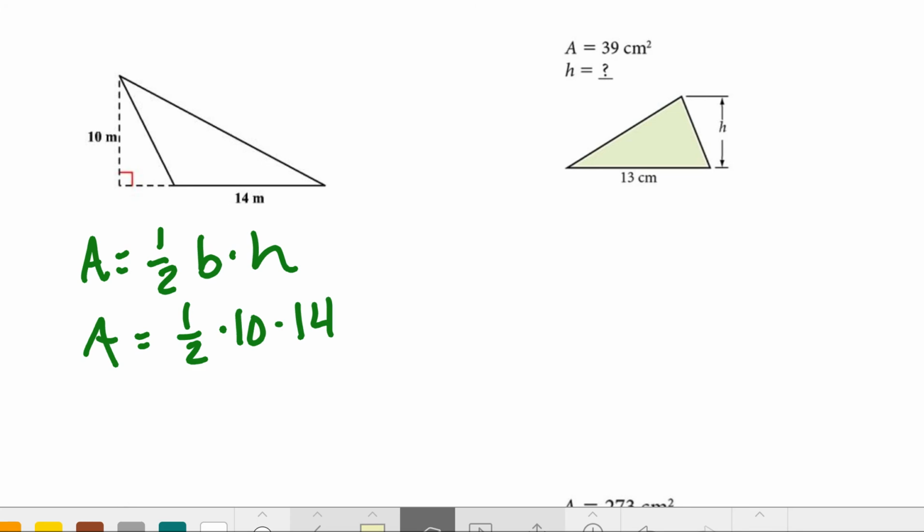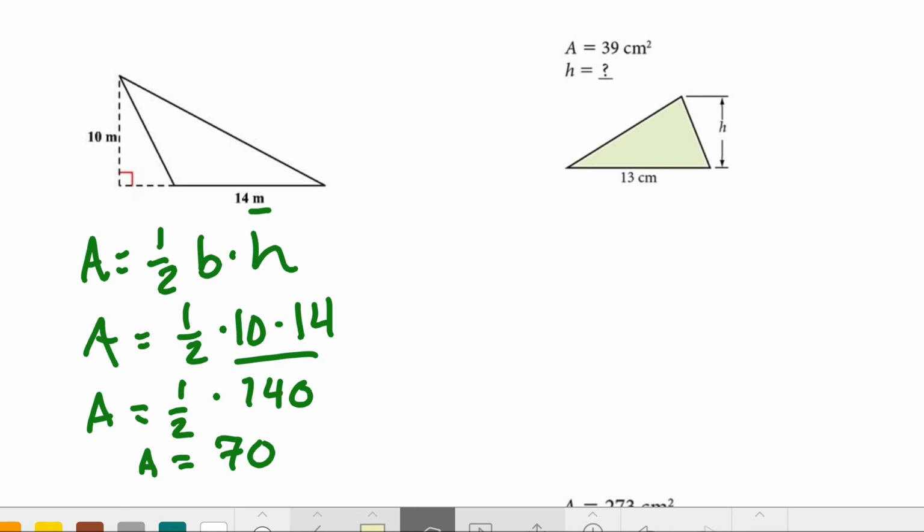Now, since it's multiplication, you can do it in any order. So I know that 10 times 14 is an easier calculation for me to do. That's going to be 140 times 1/2. Multiplying by 1/2 is the same thing as dividing by 2. So I'm going to get that the area is equal to 70. And since they were using meters as their unit of measure, it's going to be 70 meters squared.